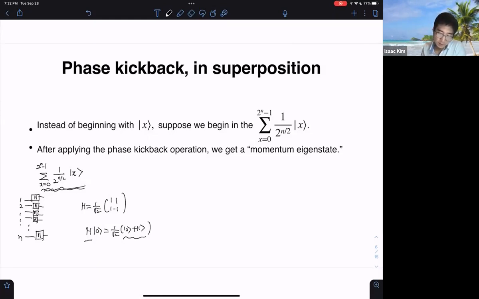So once you begin with that state and you apply the phase kickback operation, you get a phase which is proportional to x.